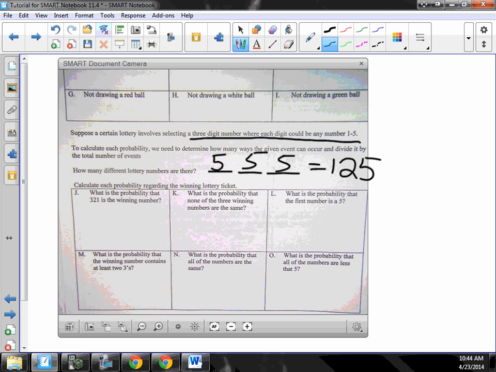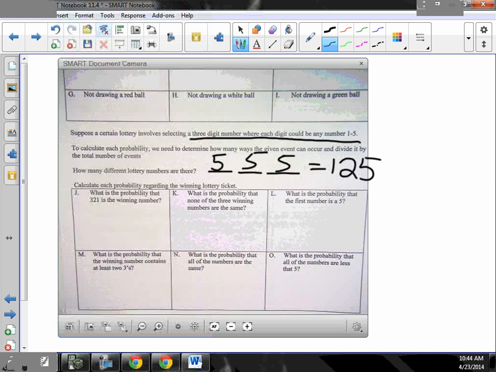Letter J. What is the probability that 321 is the winning number? Well, how many ways can you pick 321? Once. So it would be 1 out of 125.